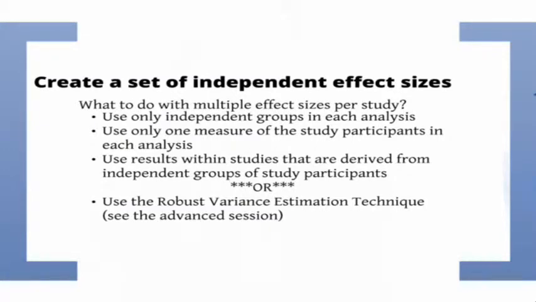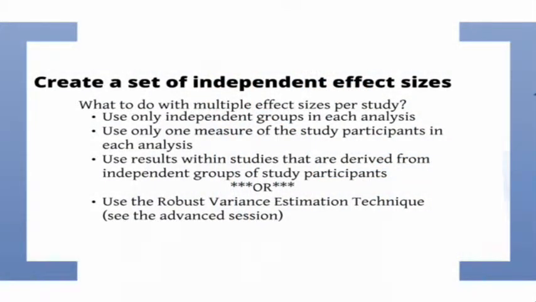Now, creating a set of independent effect sizes, okay? This is a topic of much discussion. My dissertation focused almost solely on this slide right here, all 200 pages of it. Feel free to download it and take a look at it. But it's still a debatable question. What do we do when we have a study that has multiple outcomes, multiple time points, multiple treatment groups, multiple subscales? There's a number of different things that we can do.